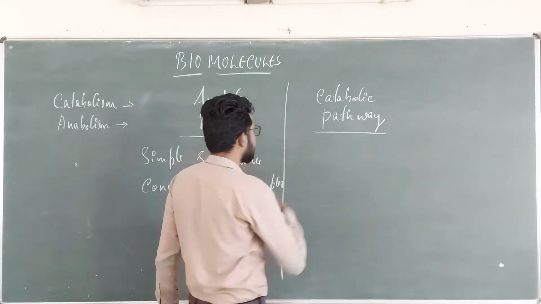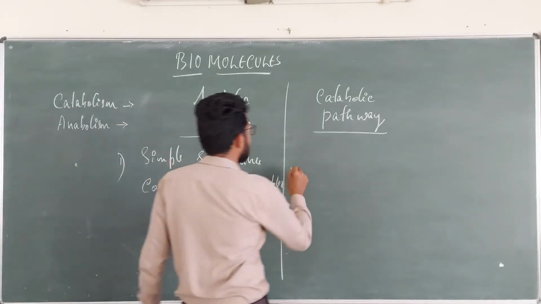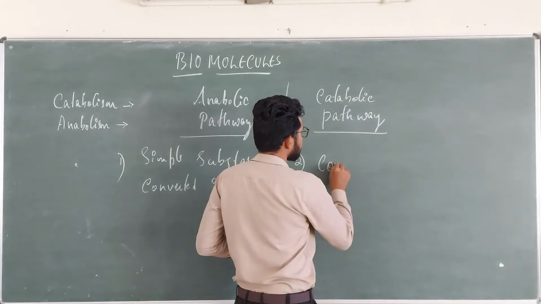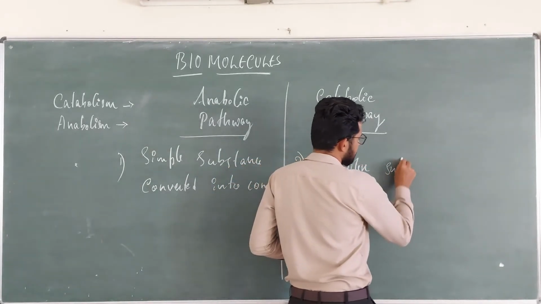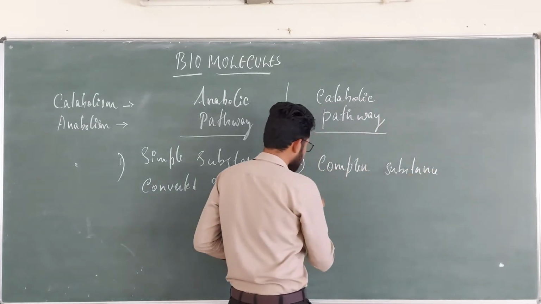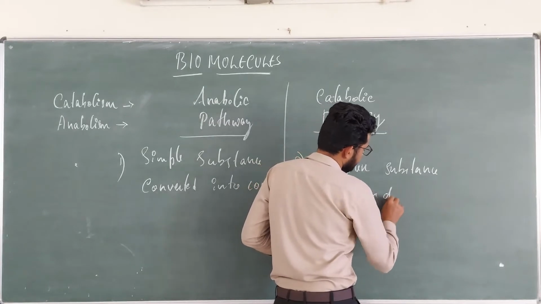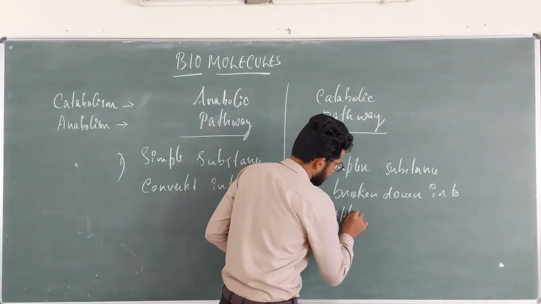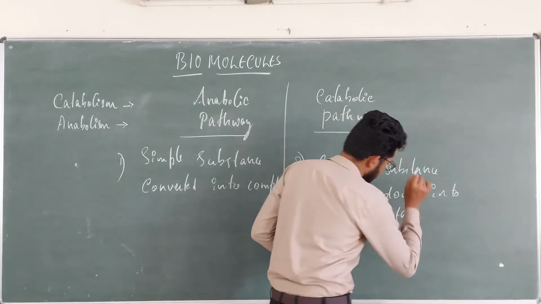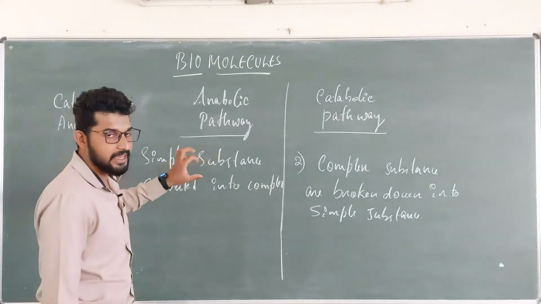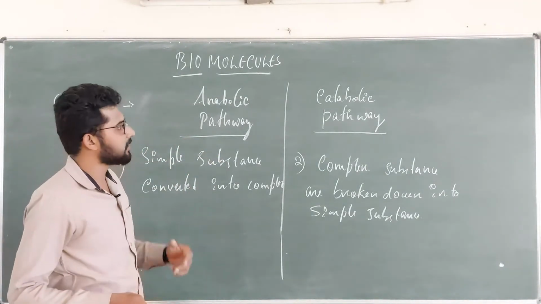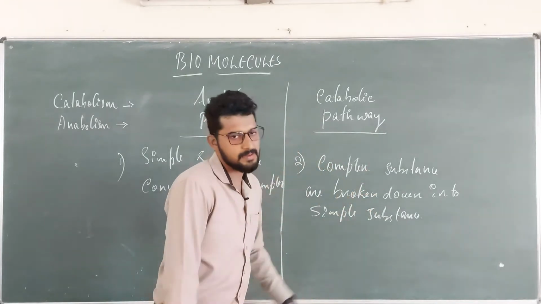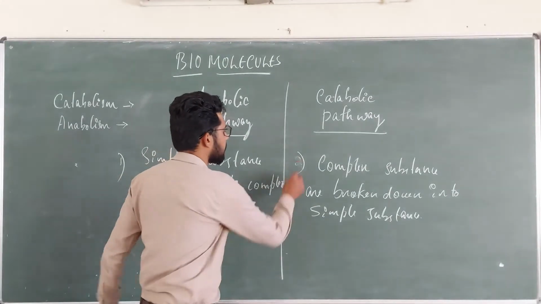What about the catabolic pathway here? In the case of the catabolic pathway, the complex molecules or complex substances are broken down into simple substances. This is the difference. In the anabolic pathway, you are synthesizing a complex molecule from the simple. In the catabolic pathway, you are breaking down the complex substance into a simple one. That is the difference.